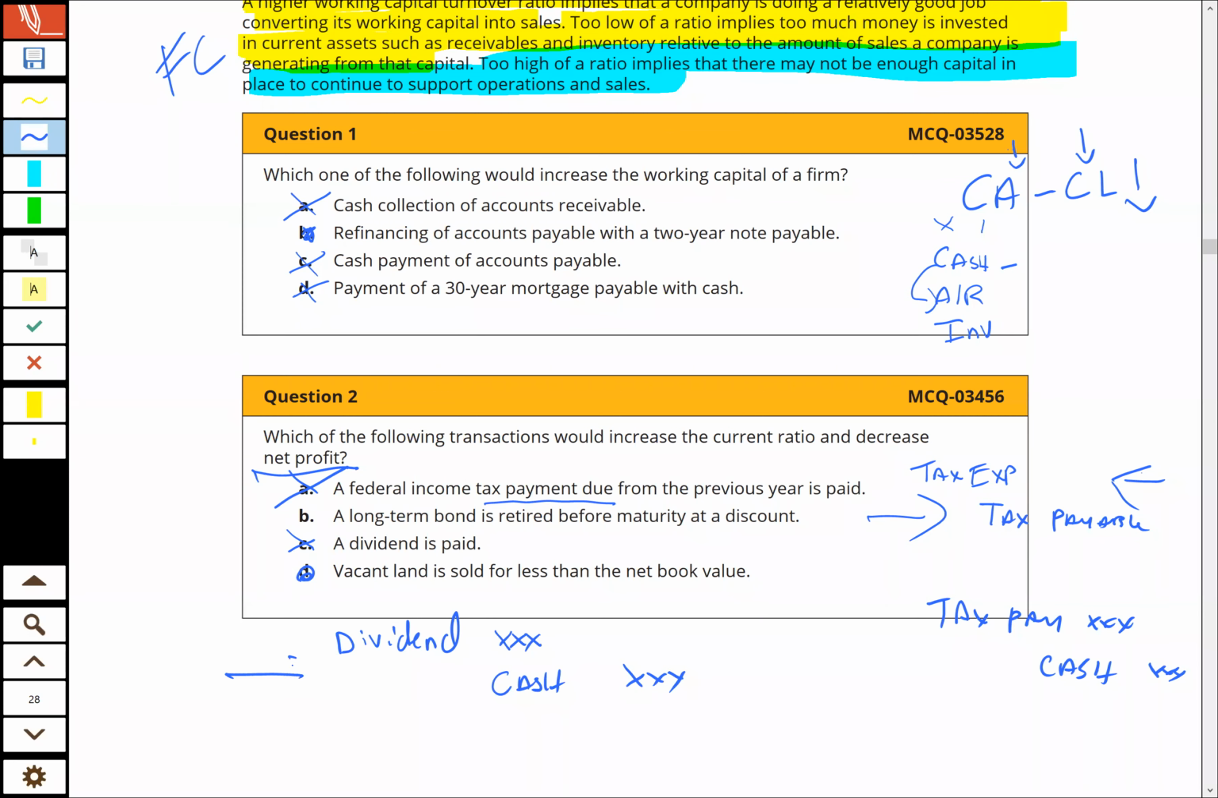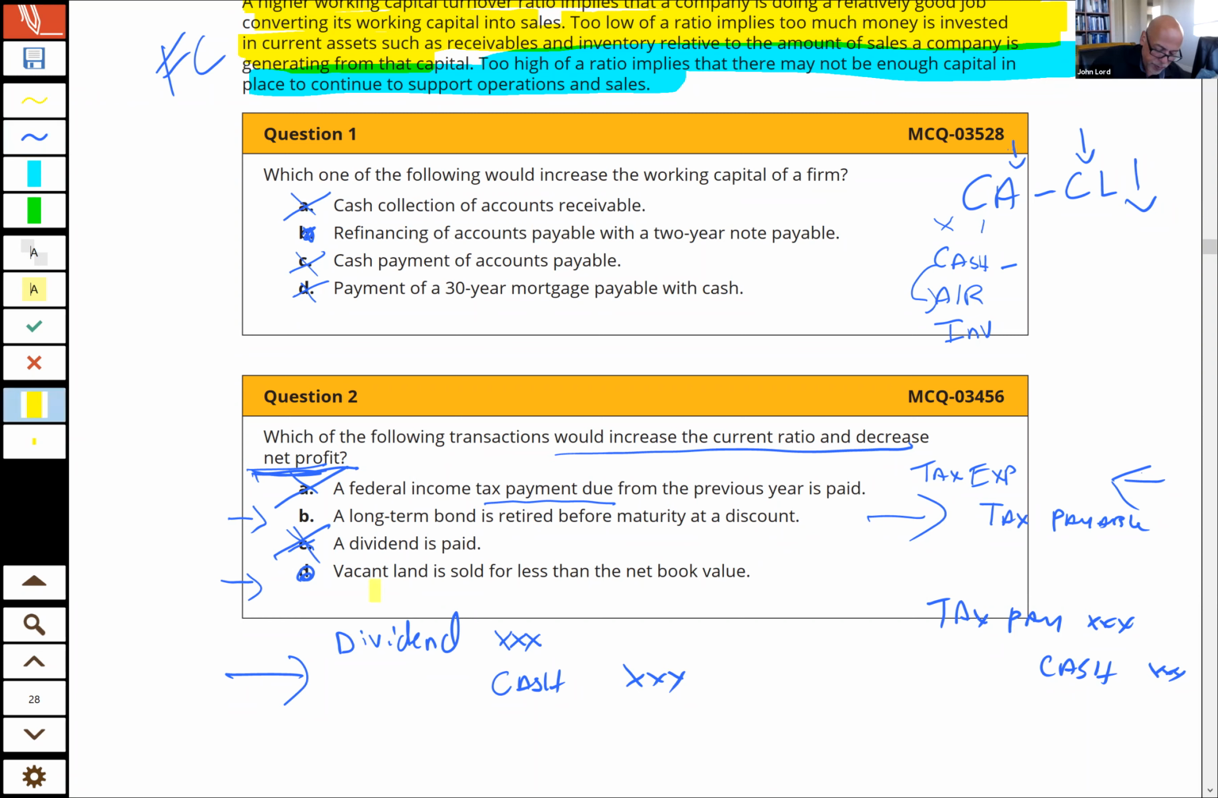Nope. Well, no. Dividends are a direct, straight reduction to retained earnings, right? Mm-hmm. So there's no impact on profitability. C is wrong, okay? Now, it says current ratio would increase and decrease net profit. We've got two transactions left here that could affect net profit. So now my job is to figure out if it's going to increase my profit or decrease it.